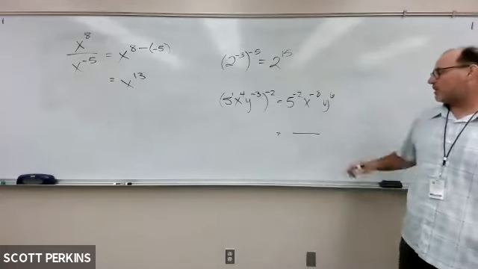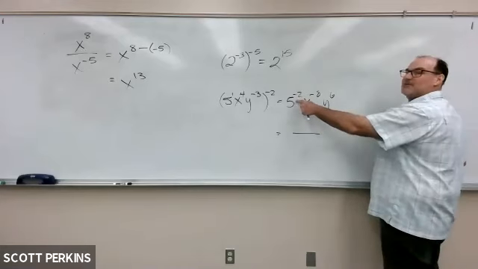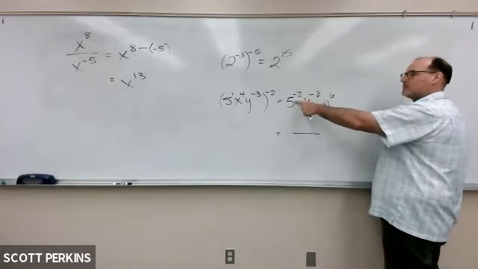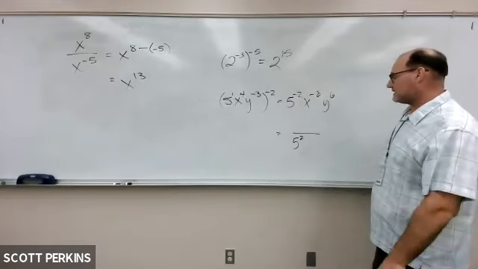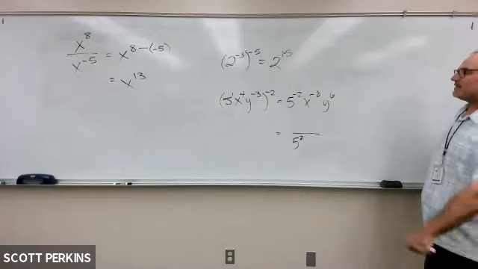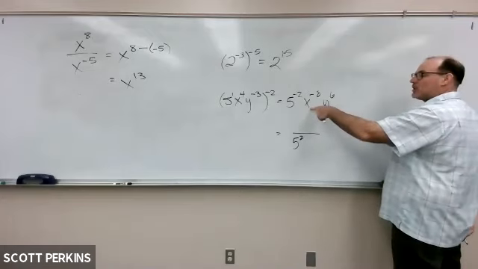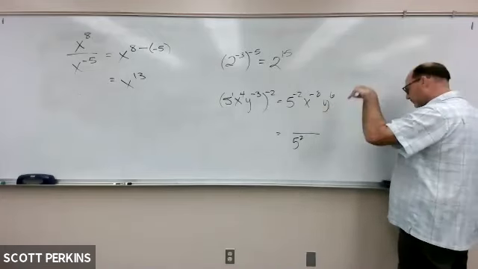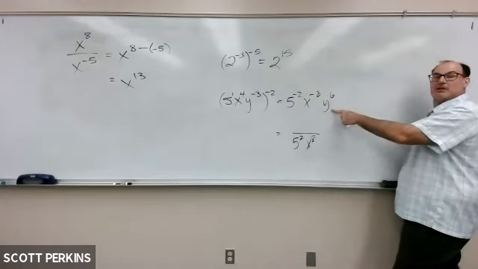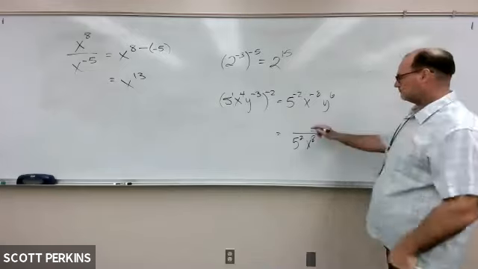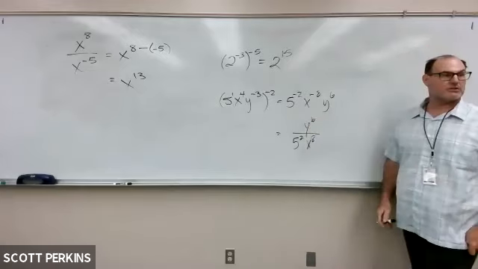So here's my fraction bar. Where's the 5 to the negative 2 going to go? Bottom. 5 to the 2nd or 25. I'm not going to rewrite it. The x to the negative 8th, where is it going to go? Indeed, x to the 8, and then y to the 6th, where is it going to go? There you go, there's your answer.